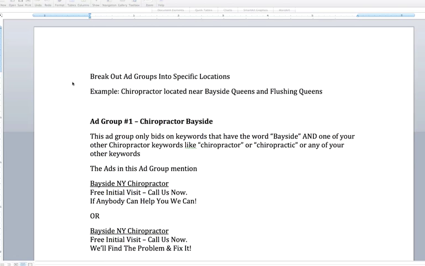And so I'm going to go over a couple of examples. I think it's easiest if I show you a couple of examples so you can understand exactly how ad groups should be broken out. So in this example, let's look at a chiropractor located near Bayside, Queens and Flushing, Queens. These are two neighborhoods that are next to each other in Queens, both pretty big neighborhoods. Bayside and Flushing are both within the borough of Queens in New York. So let's say this could very commonly be a chiropractor that's located near Bayside and near Flushing.